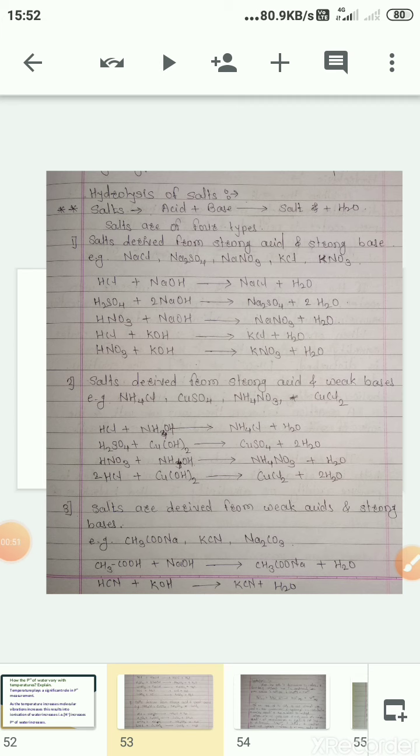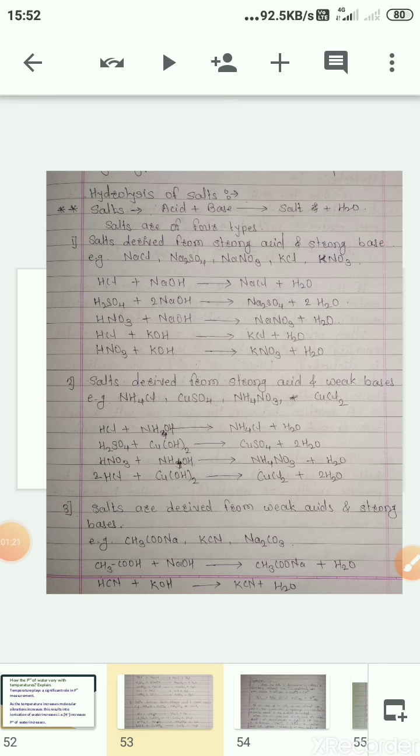First one, salts derived from strong acid and strong base. Second one, salts derived from strong acid and weak base. Third one, salts derived from weak acid and strong base. And the last, the fourth one, salts derived from weak acid and weak base.